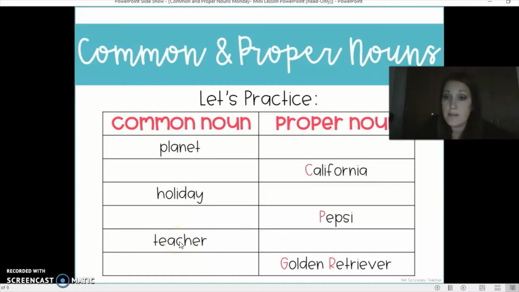Teacher is the common noun. I have a teacher, but more specific, her name is Mrs. Yankee. So Mrs. Yankee is going to be uppercase, the M and the Y. Last one, a golden retriever is proper because that is the specific breed of that kind of animal. Dog would be common, lowercase, and proper would be golden retriever, uppercase.